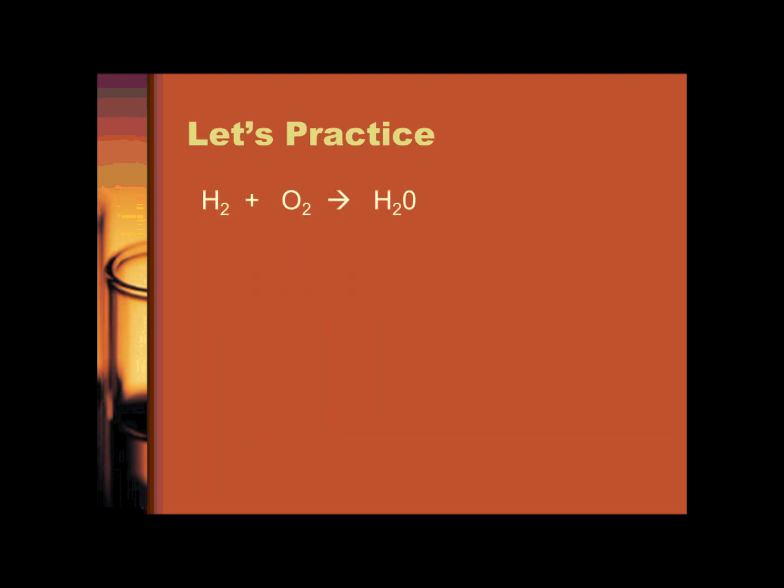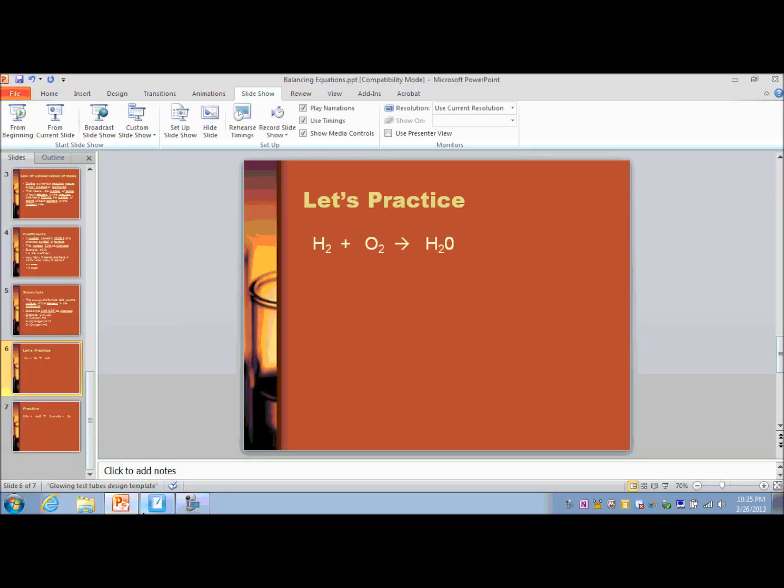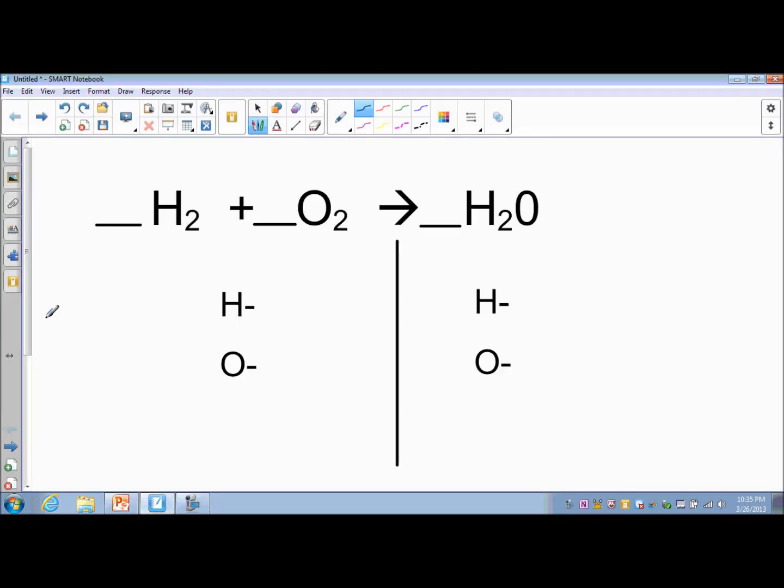Okay, so let's do some practice, and I'm going to change screens real quick. Alright, so here's our first example. As you can see on the left side of the screen, we have our reactants. Then we have our arrow, which remember means yield. And on the right, we have our products. Okay, and what we're going to do is try to balance this equation.